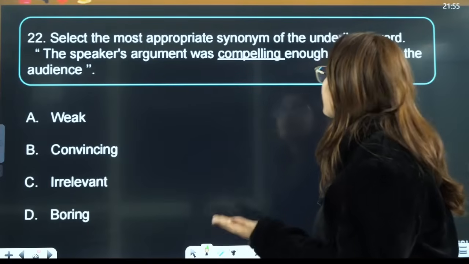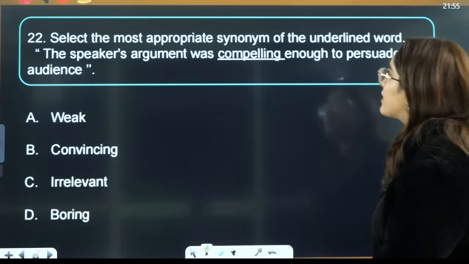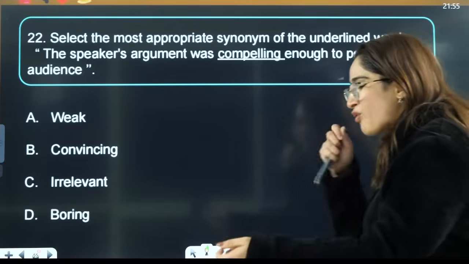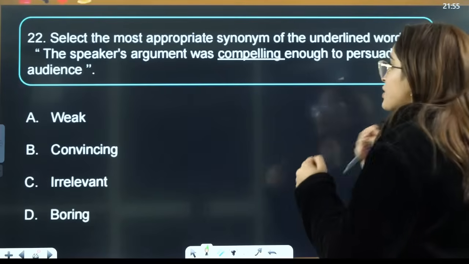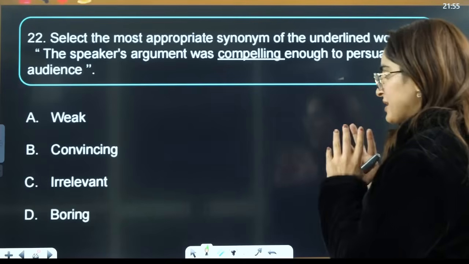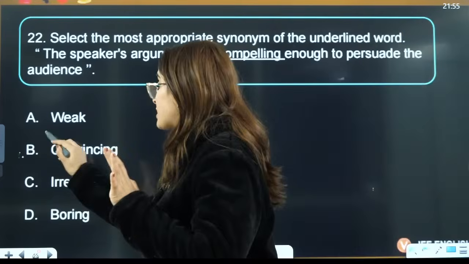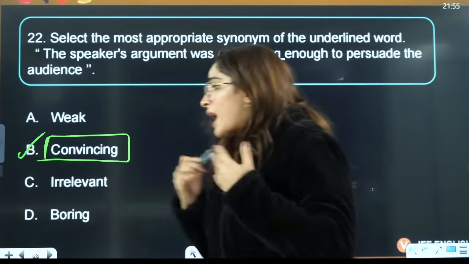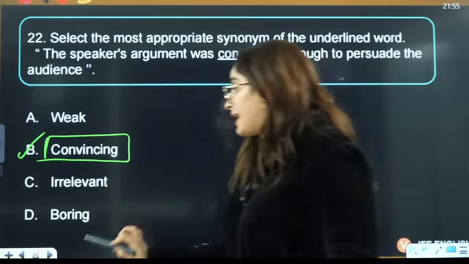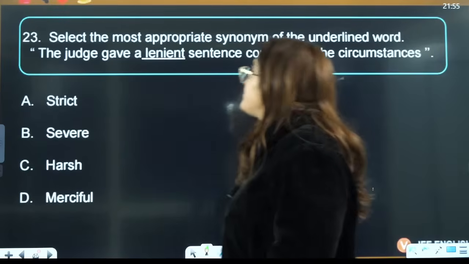Okay, select the most appropriate synonym of the underlined word. The speaker's argument was compelling. Compelling is forcing enough to persuade the audience. Convincing, irrelevant, boring. No, the synonym will be convincing. It was compelling, it was convincing you. I am convinced, right? I am compelled. I am fine.